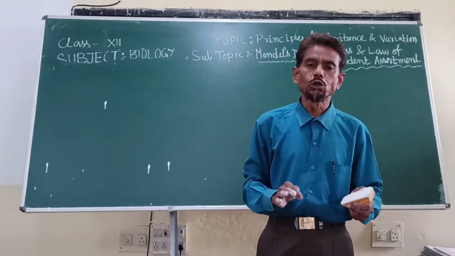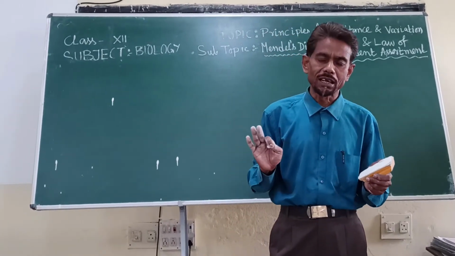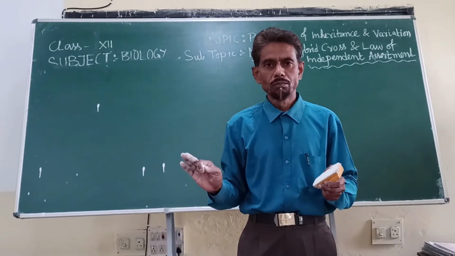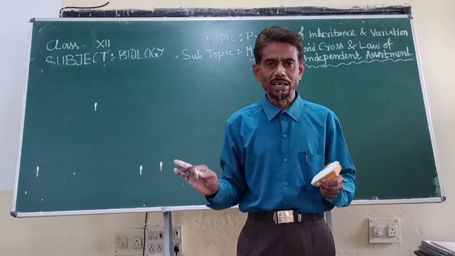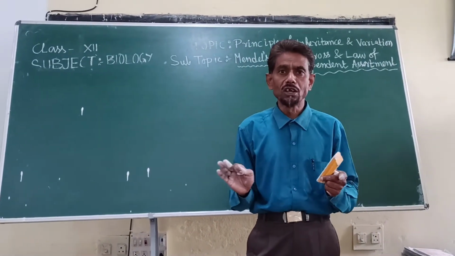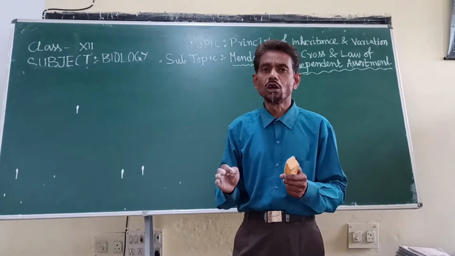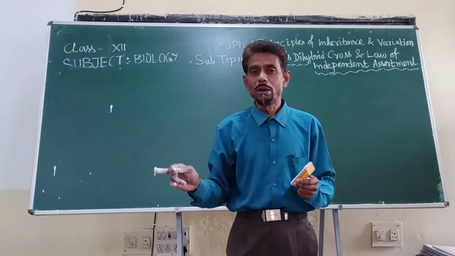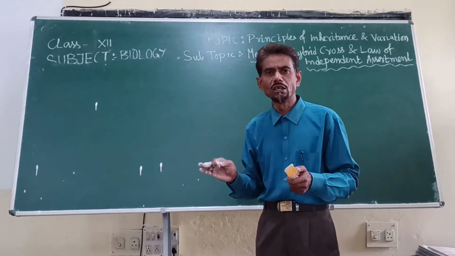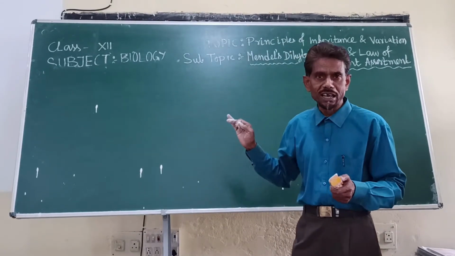In monohybrid cross, we have seen a single pair of contrasting characters taken into consideration. Tall with dwarf, or red with white. That is a single pair of contrasting characters. Contrasting is just contrast. Red contrasts with white, or tall with dwarf. So a single pair of characters. Here in dihybrid cross, we shall take into consideration two pairs of contrasting characters at a time.